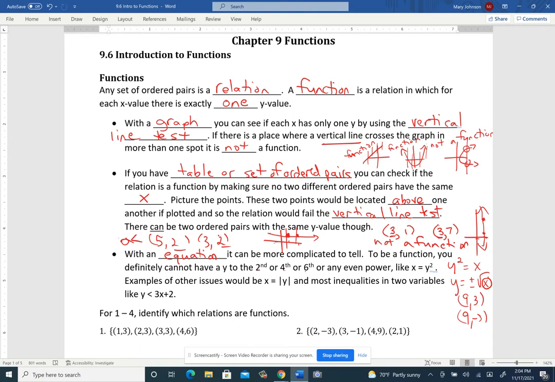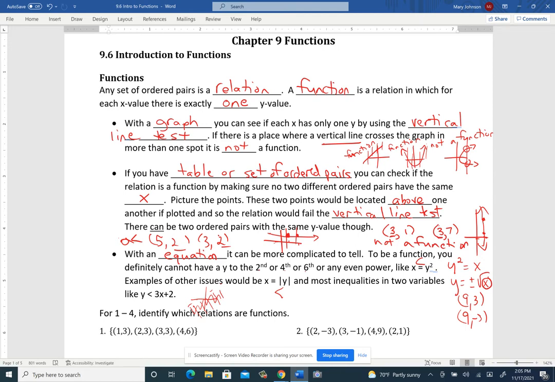There are other issues. X equals y squared would be a sideways parabola, so it'd fail the vertical line test. X equals absolute value of y would be a V shape on its side, so it would fail the vertical line test. And most inequalities, when you graph those, you have to do this shading, and this would wind up having all these points, so it would clearly fail the vertical line test.